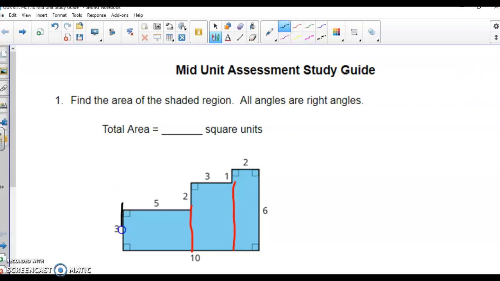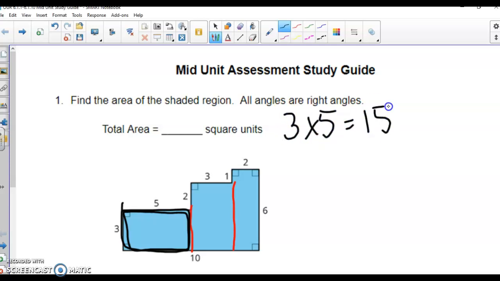Here's our first rectangle, and we'll look at it like this. And it is a 3 by 5 rectangle. So 3 times 5 is 15. Remember, to find the area of a rectangle is just base times height. Our second rectangle, I'll outline in green.